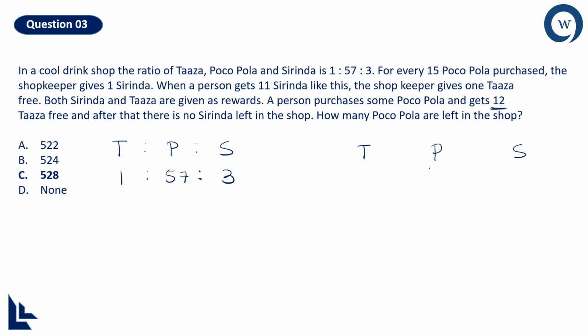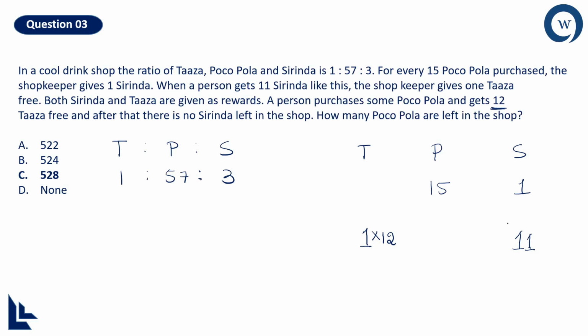It is given in the question that for every 15 Coca-Cola purchased, the person gets 1 Sirinda as a reward. And if he goes on purchasing and gets 11 Sirindas like this, then the shopkeeper will give him one more reward, that is 1 Taza free. And in the question it is given that the person has already got 12 Taza free, which means I'll convert this 1 into 12. How will I do that? Multiply this number by 12. Now the person has got 12 Taza.